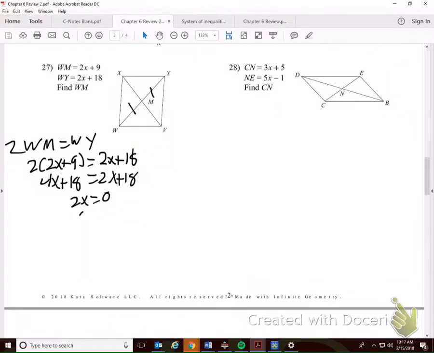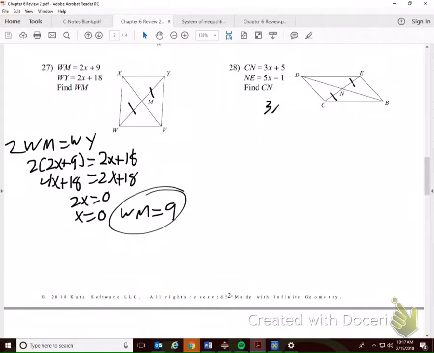We're going to subtract 2x from both sides, subtract 18 from both sides, and we get x equals 0. So this means that WM equals 9 and WY equals 18. And that makes sense. 9 is half of 18. So it works. Now look at over here on 28.